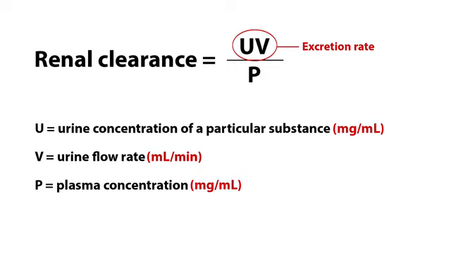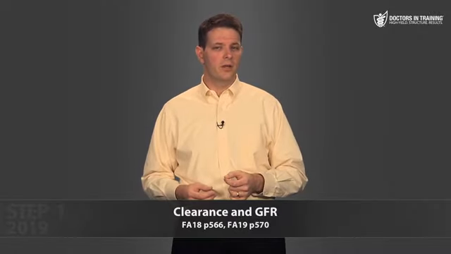Milligrams per minute divided by milligrams per milliliter gives you the units of milliliters per minute, which again is volume per unit time. So if you had a substance that was filtered by the glomerulus, but then none of it was reabsorbed by the renal tubules, and none of it was secreted by the tubules into the filtrate, that means that the clearance of that substance would be exactly equal to the glomerular filtration rate, the rate at which the plasma is filtered through the glomeruli.